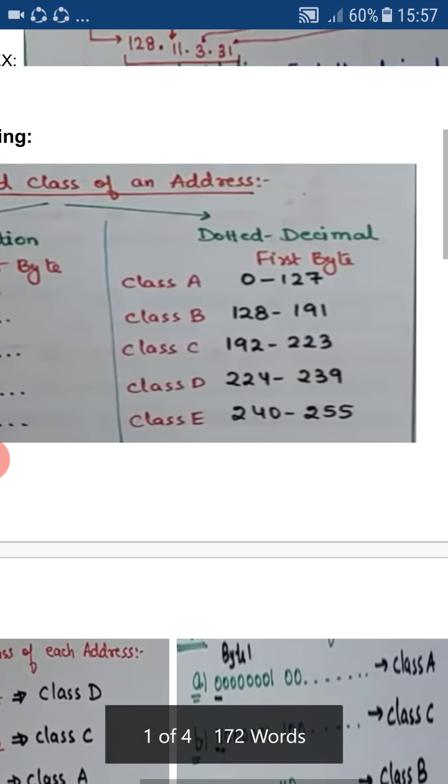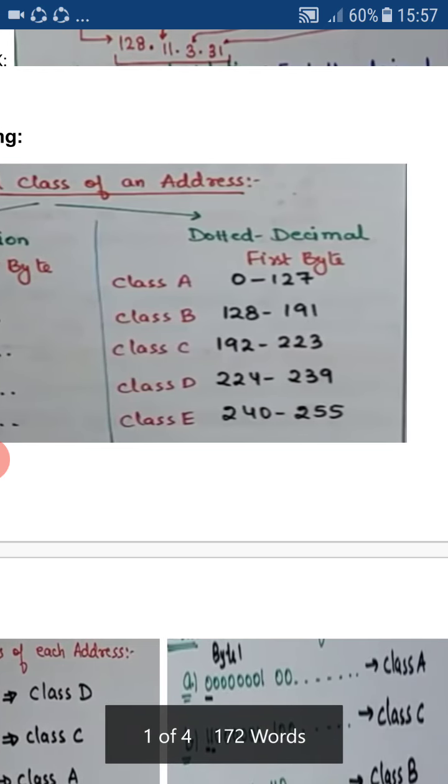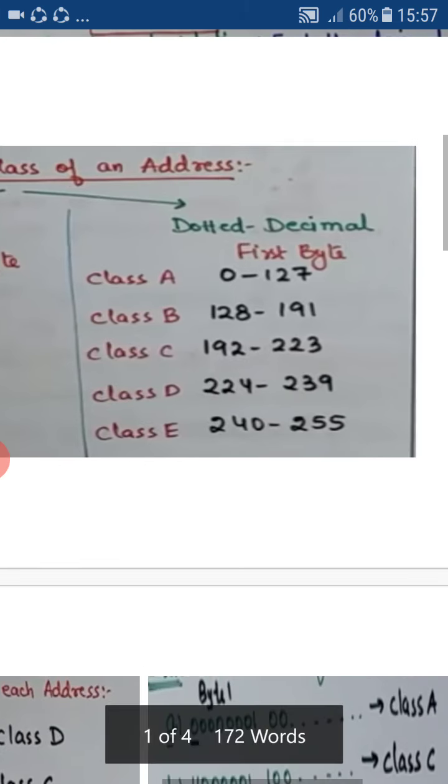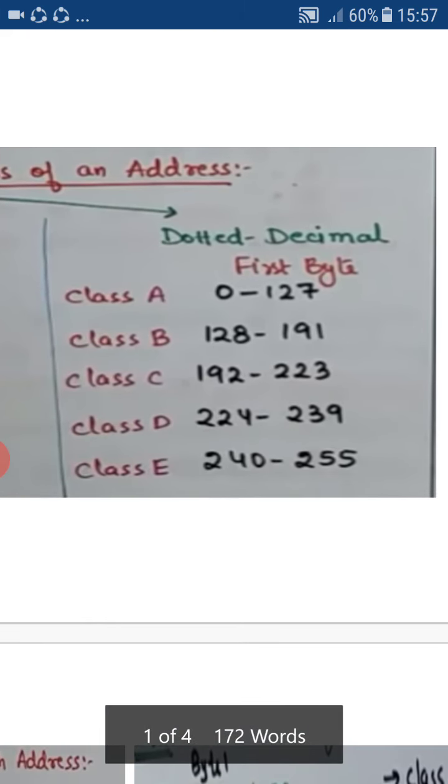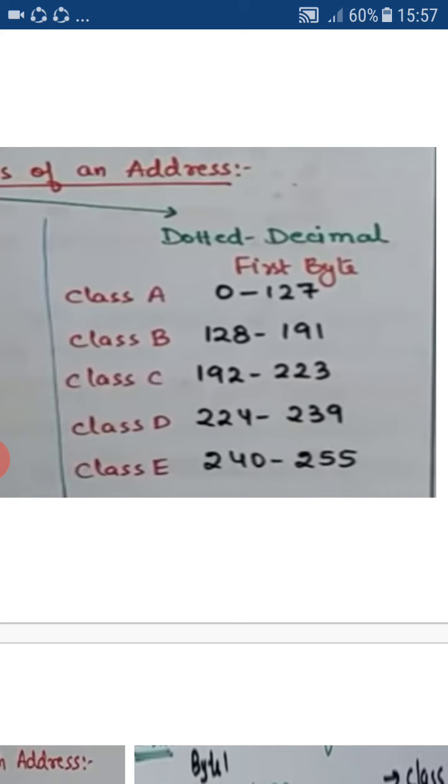In the same manner, we have the dotted decimal notation. Again here also we are observing the first byte itself. If the value in the first byte is in the range 0 to 127, then it is class A. 128 to 191, class B. 192 to 223, class C. 224 to 239, class D. 240 to 255, class E.